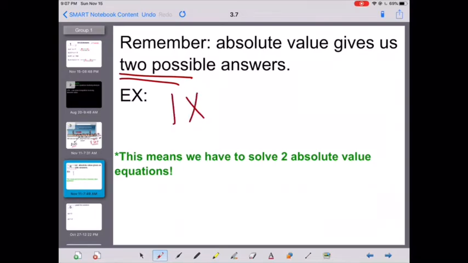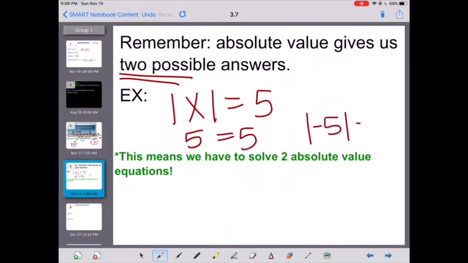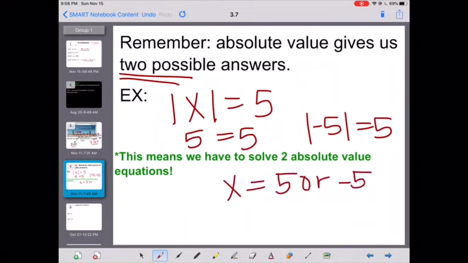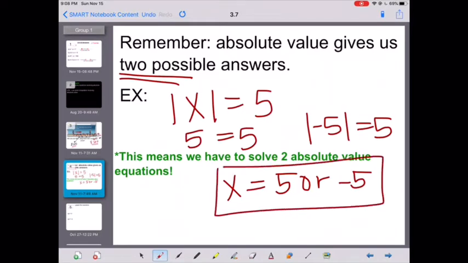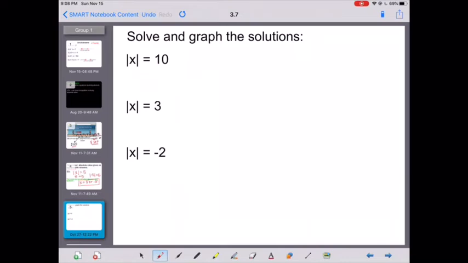Absolute value gives us 2 possible answers, which means we're going to have to solve 2 absolute value equations for every one. Example, if I have the absolute value of x equals 5, what numbers could go in there for x? Well, 5 would be equal to 5, but the absolute value of negative 5 is also 5. So I have 2 answers. x could be 5 or negative 5.